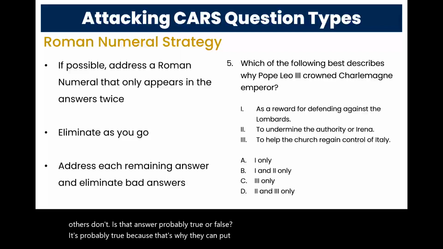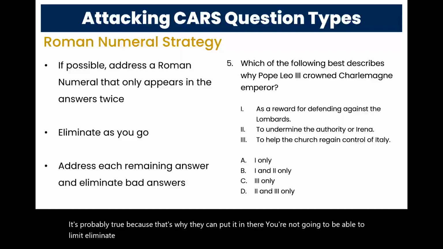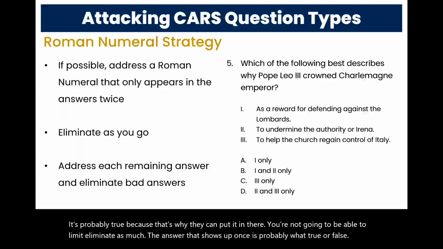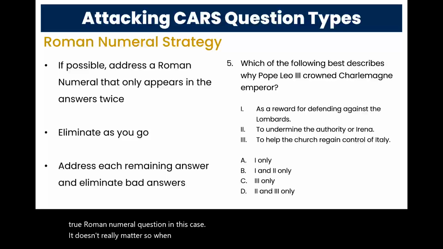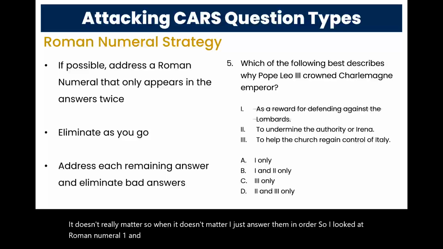You're not going to be able to eliminate as much. The answer that shows up once is probably what, true or false? It's probably false, because it means you can't eliminate as much. So this is a pretty tried and true Roman numeral approach. In this case, it doesn't really matter. So when it doesn't matter, I just answer them in order. So I looked at Roman numeral 1 and I found out that that statement is false. So now what should I do?